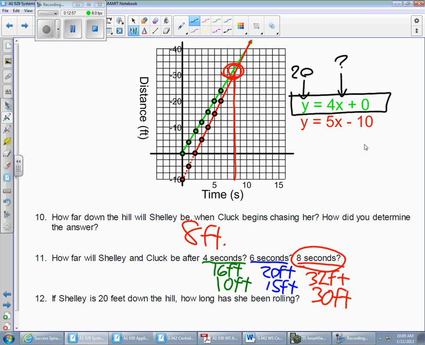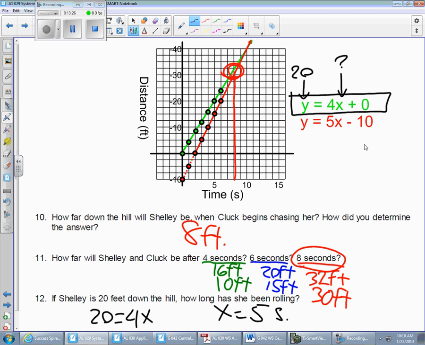Well, that is 20 equals 4 times x, and then plus 0 is plus 0, and all we have to do is solve for x. Well, how would you solve for x right here? There's only one thing you got to do. What would you do? Divide by 4. You've got 4 x's right now. You don't want 4 of them, you just want 1. So if we divide both sides by 4, then Shelley has been traveling for 5 seconds. And there you go. It's really that simple.